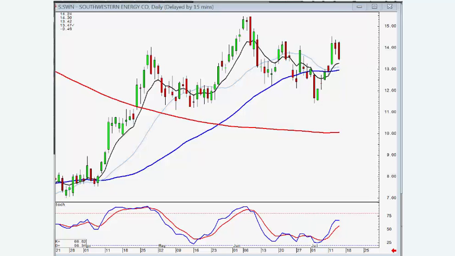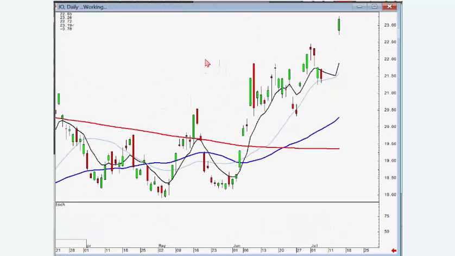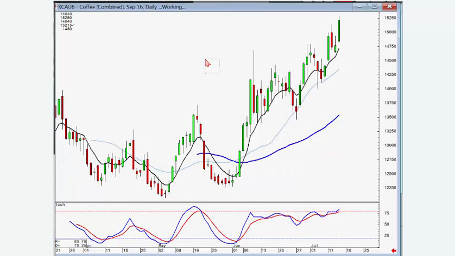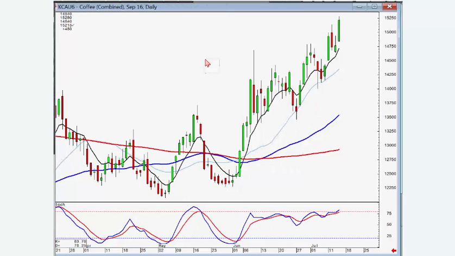Yeah, coffee. That's the ETF for coffee. And that's the September contract for coffee. Okay, I guess we got most everything. Let's see.